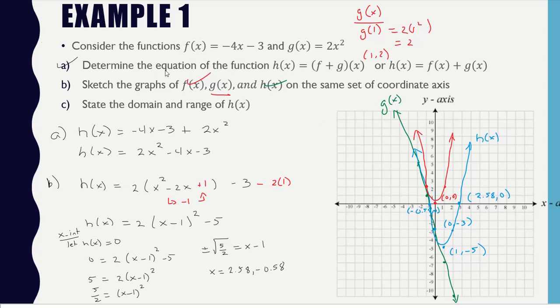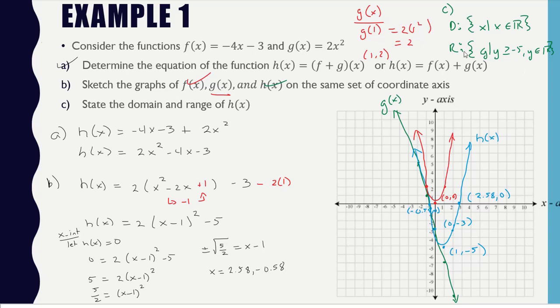Now, the last part is state the domain and range. So I'm going to do that in the top right. So we'll do C for h of x. So h of x has a domain of, well, it actually looks like there can be any x value. So x such that x is a real number. And then our range, well, we can go all the way to bigger than -5, so y such that y is greater than or equal to -5, but it still is a real number.